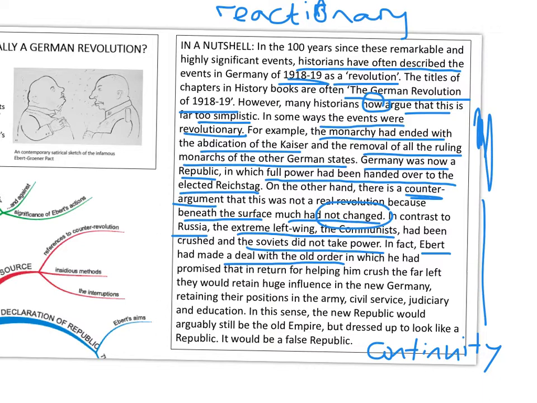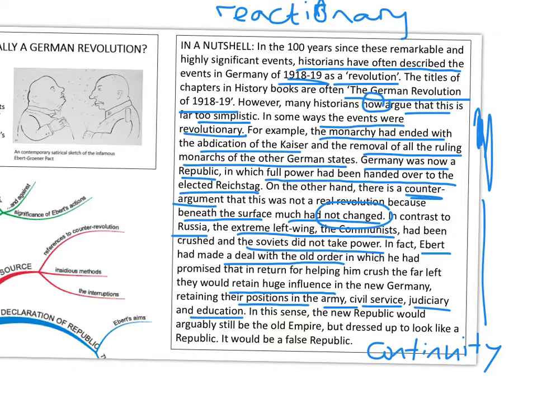And strictly speaking, the Second Reich has come to an end. The Second German Empire ended with the abdication of the Kaiser. But did it? The argument is, of course, that beneath the surface, the Second Reich continued into the new republic because the old order are now going to retain a huge influence in the new Germany, keeping their jobs in very significant areas: the army, the civil service, the judiciary, and education.